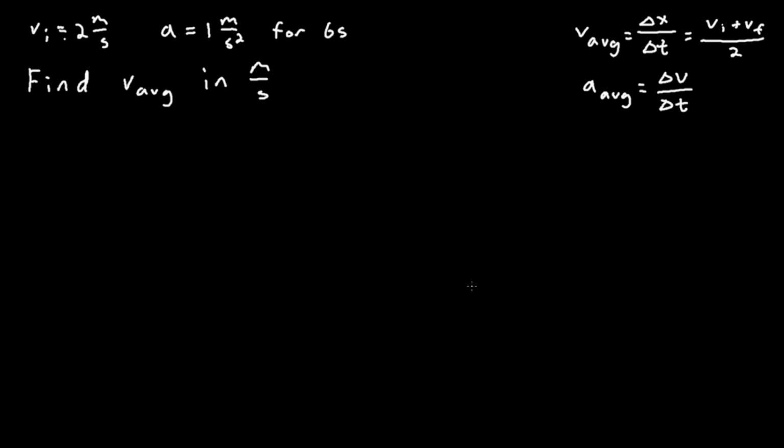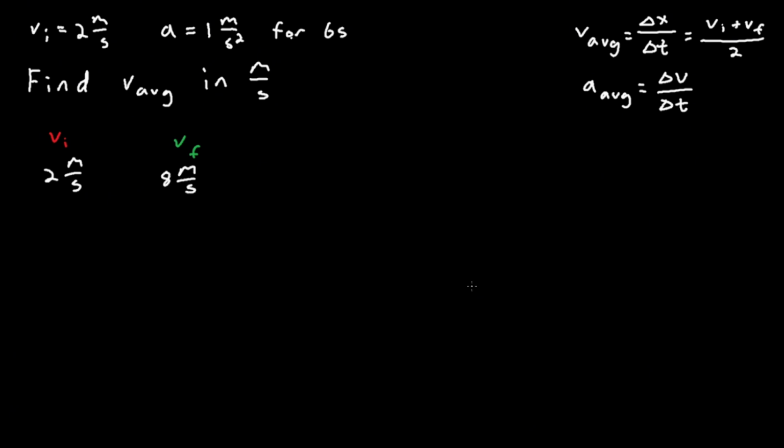So v initial is obvious. It's given. It's 2 meters per second. So this is v initial. And your v final, it's not given. It's not so obvious as v initial, but your v final is 8 meters per second. And let me tell you why.